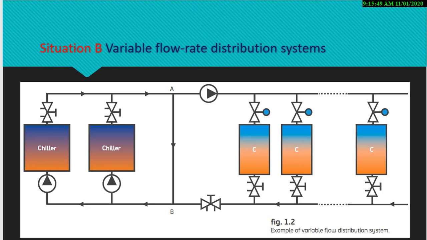Situation B, variable flow rate distribution systems. In a variable flow rate distribution system, the insufficient flow rate problems occur basically when high loads are required. There would be no justification for balancing a system with two-way control valves on the terminals, since these valves are designed to modulate the flow rate to the required level. Hydronic balancing should therefore be obtained automatically.